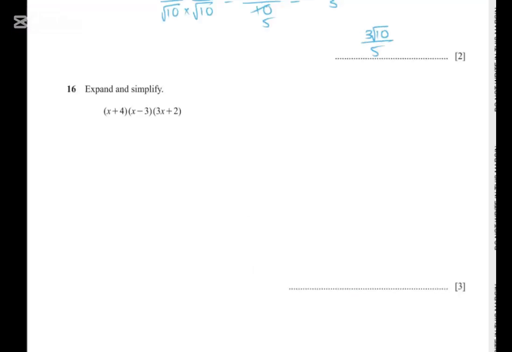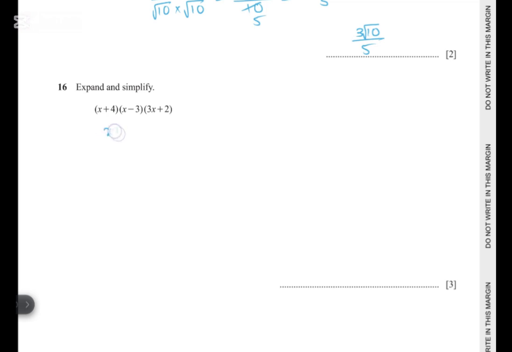Question number 16, expand and simplify. We have to expand these expressions and simplify them. Now first multiply x plus 4 with x minus 3, then with 3x plus 2. So when you multiply these two, it's x into x, x square, x into minus 3 minus 3x, 4 into x, plus 4x, and 4 into minus 3 is minus 12. Now this expression is as it is, 3x plus 2.